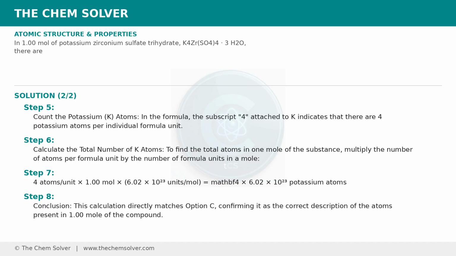Count the potassium K atoms. In the formula, the subscript 4 attached to K indicates that there are 4 potassium atoms per individual formula unit.